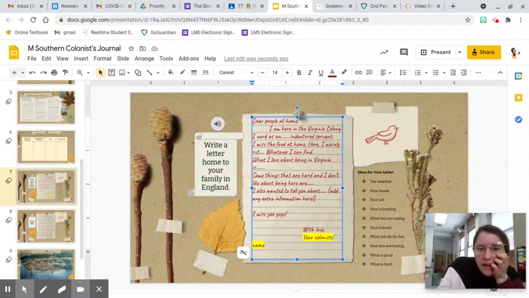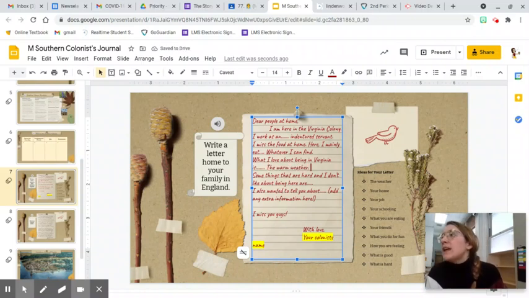Next, it says, what I love about being in Virginia is. So give me at least one good thing that you like about the colony. Maybe what you love is, so what I love about being in Virginia is the warm weather. Maybe you like the warm weather. Maybe you like farming for yourself. Maybe you like Virginia because maybe you like John Smith, the leader. Or maybe you like feeling like you're on an adventure. Completely up to you.